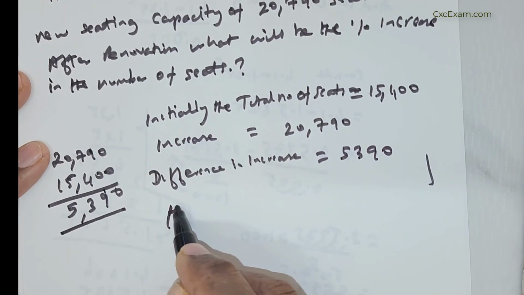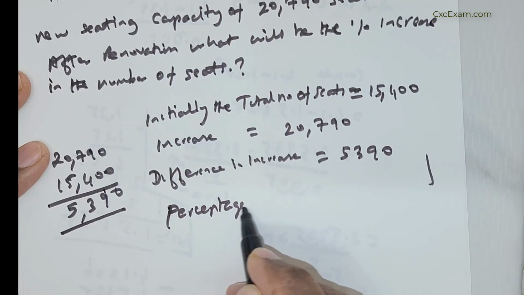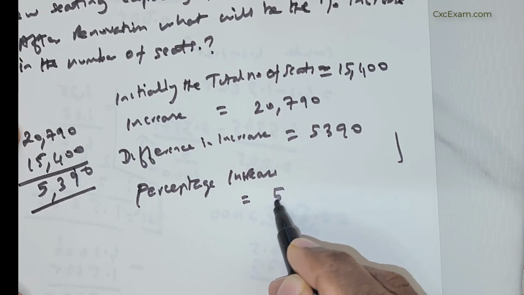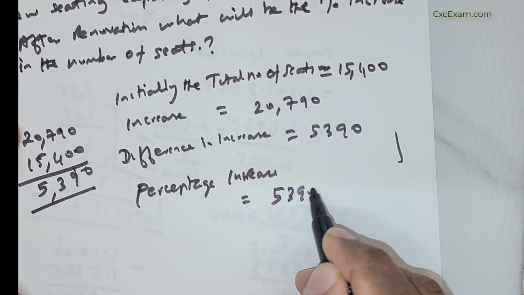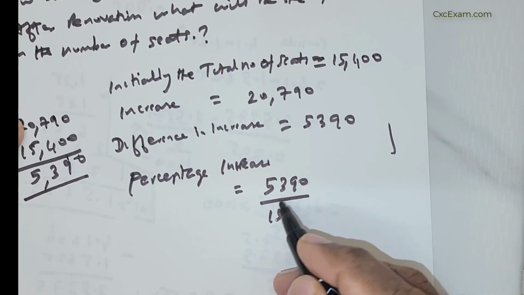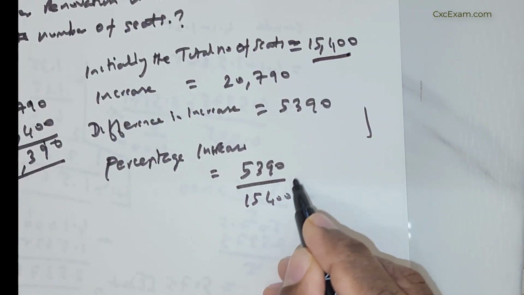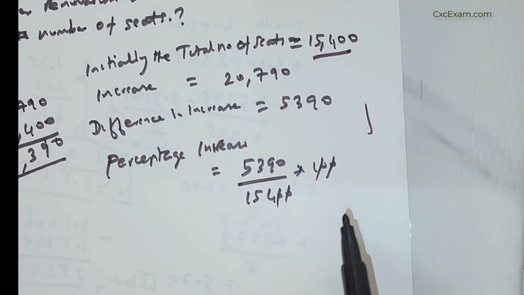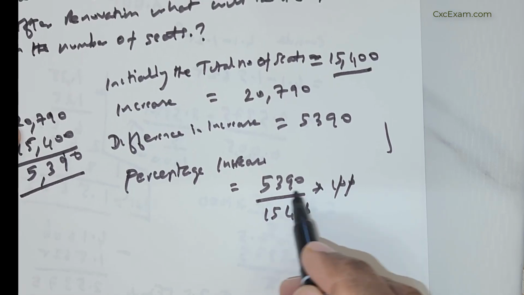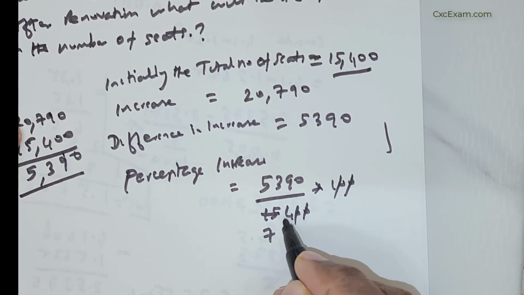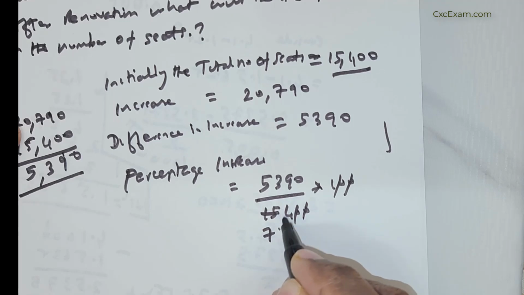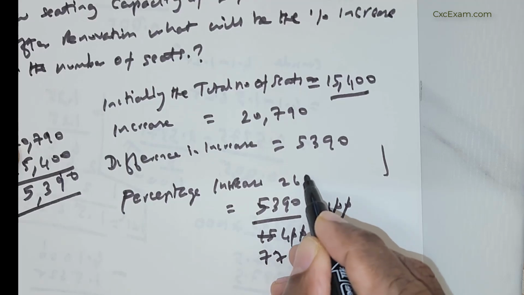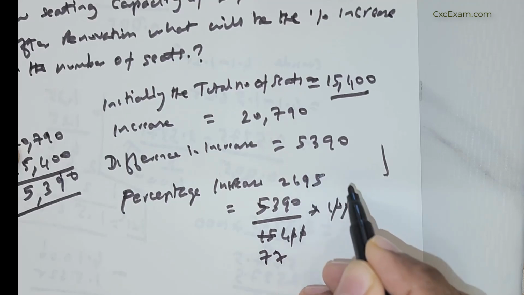So percentage increase. How do we calculate the percentage increase? 5,390 divided by the original, or I would say original capacity, which is what? 15,400. You multiply by 100. The 0 gets cancelled. So you have this. So 2 divides 7 times. 2 divides here 7 times. 2 divides, 2 2s are 4. 6 times. 1, 9 2s are 18 and 1 5.